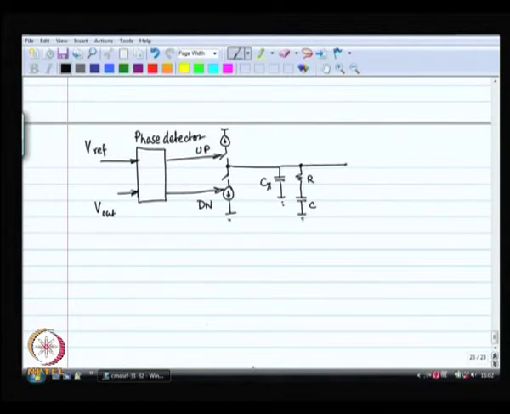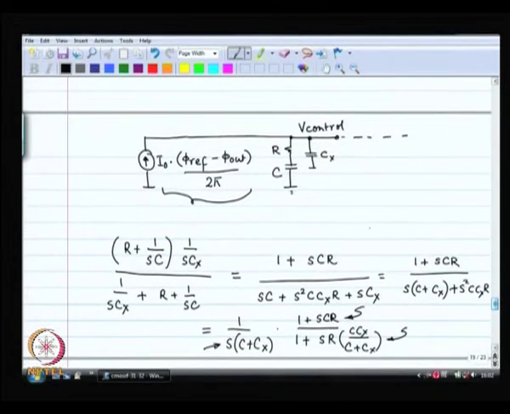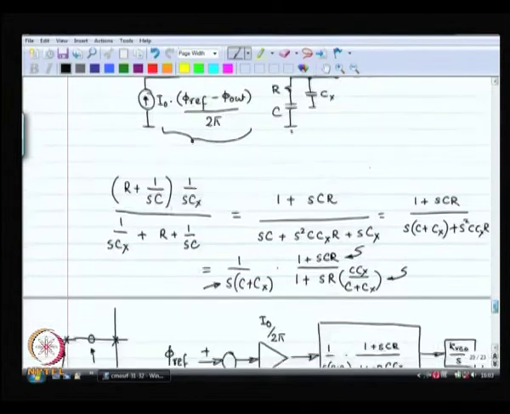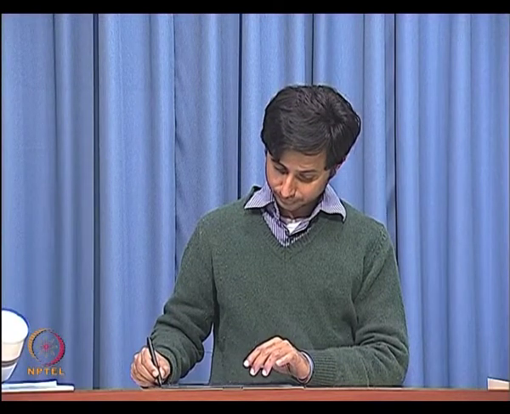R and C together will determine the loop bandwidth. This filter has a bandwidth. Look at our expression. It has a pole at DC, a pole at 0, and that pole is given by 1 by S(C plus Cx), the total capacitance. In conjunction with R, it is going to define the bandwidth of my loop.